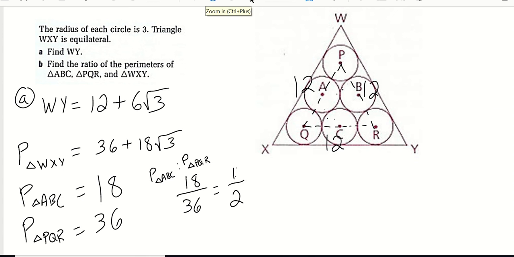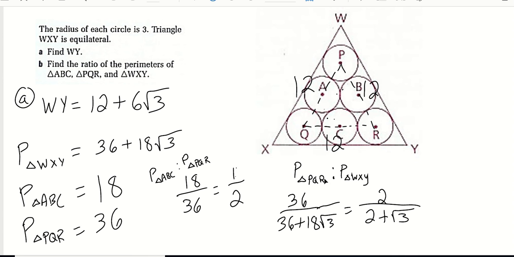Let's do the same thing for PQR to WXY. All right, now be careful with this one. So triangle PQR, that is 36, to triangle WXY, that is 36 plus 18 root 3. Now remember, since we're adding in the denominator here, when we're dividing, we have to divide by the same number with both of these terms. With multiplication, that's not the case, but with addition, sometimes I still see geometry students mess this up. So we can't divide this first term by 36 and the second term by 18. It's not allowed. Each of these has to be divided by the same number.